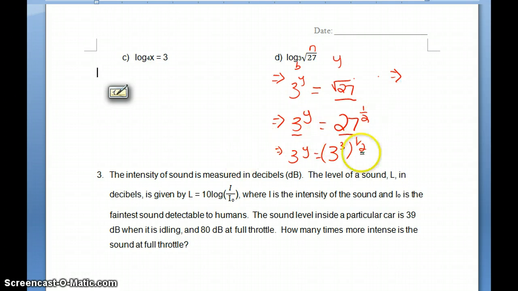Then we're going to use our exponent rules. So we have 3 times 1/2. So we have 3 to the y is equal to 3 to the 3 over 2. Now that we have the same base, we can use our exponent rules where our exponents must be equal. So y must be equal to 3 over 2.